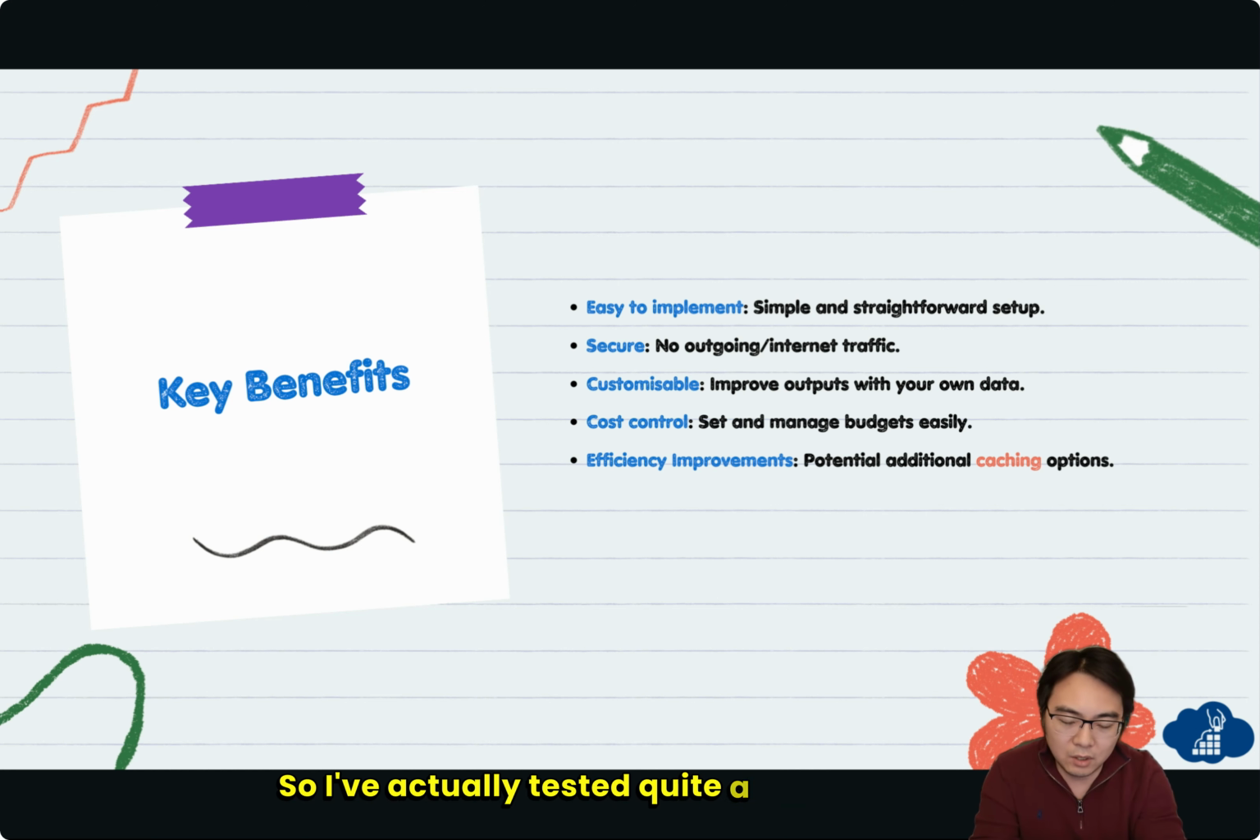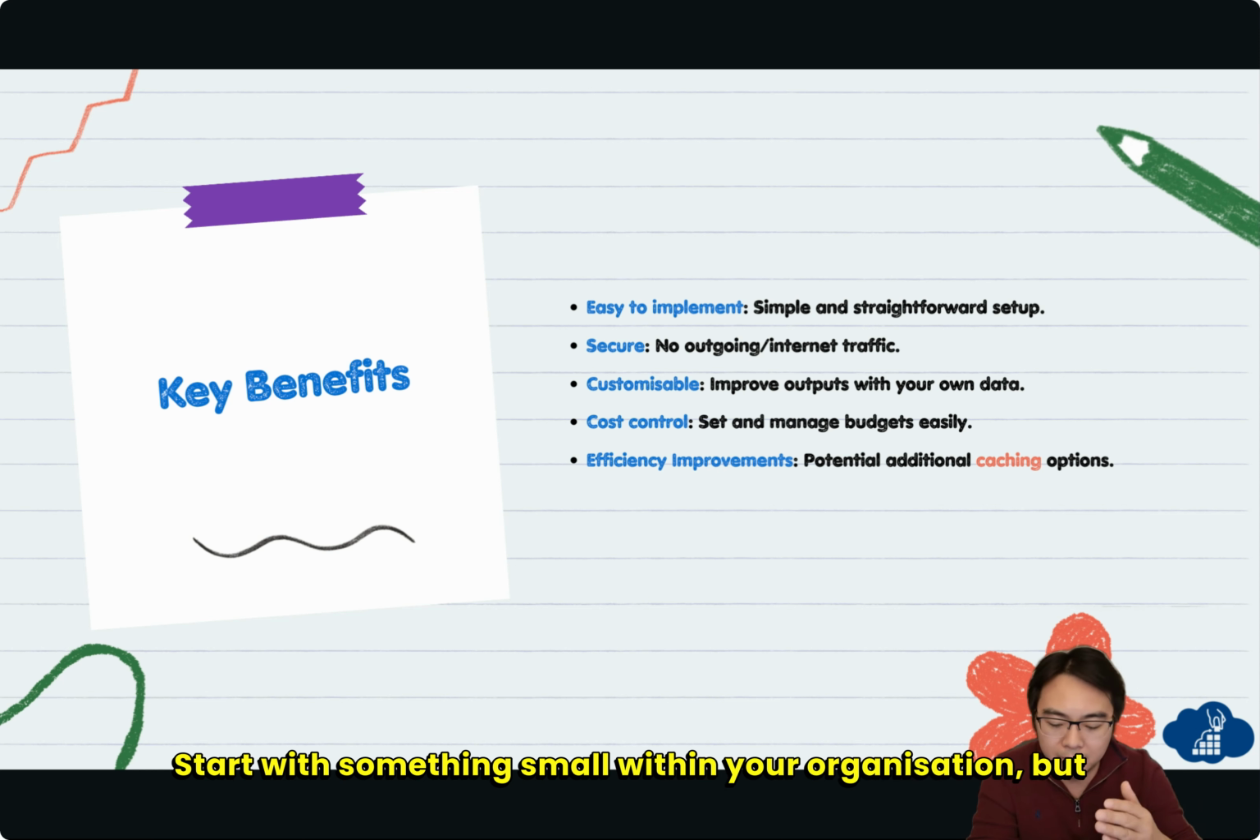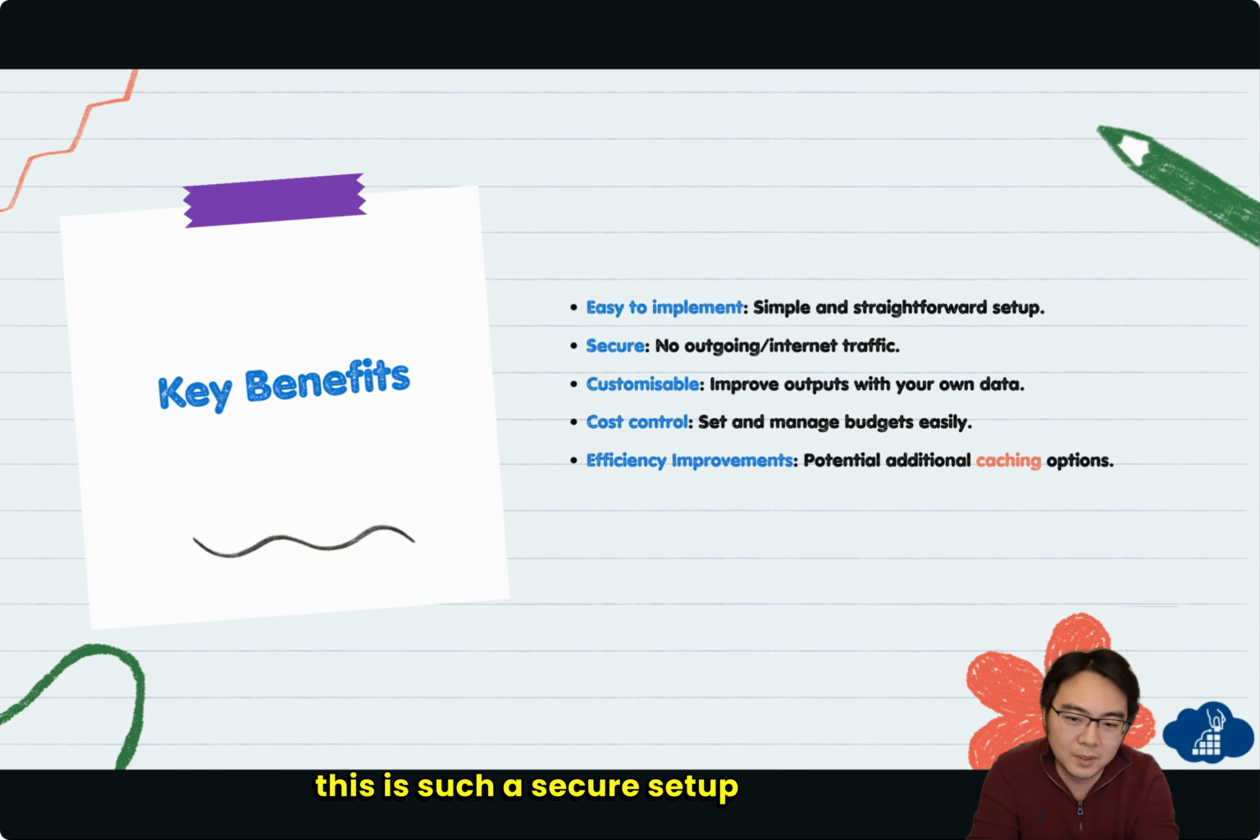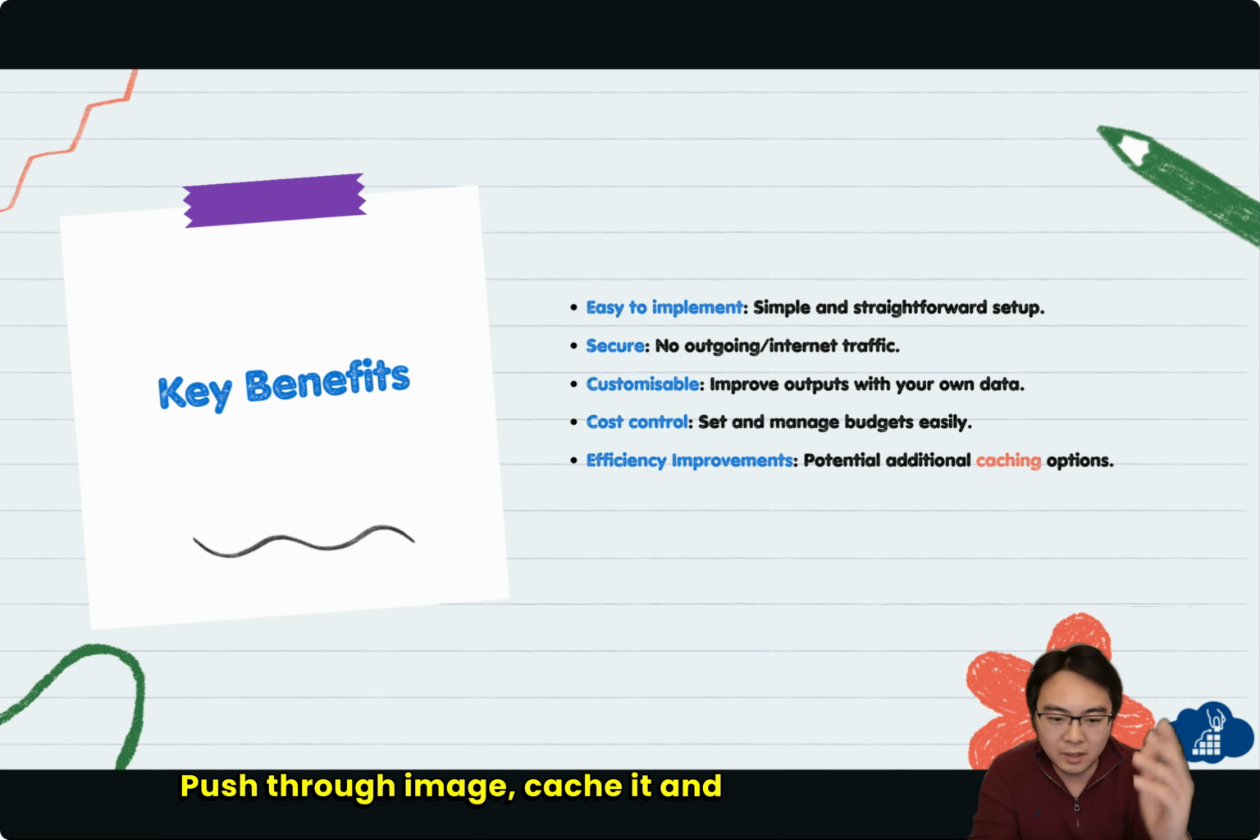I've actually tested quite a lot of the auto scaling, running for more than 24 hours now, and I'm not seeing any issues. But I really want to see how this can potentially be used in a production setup. Start with something small within your organization, because this is such a secure setup, and you can combine it with many other things, right? You never have to ask permissions to say, hey, I need to enable this IP API, I need to buy this, I need to do procurement. No such thing. You run this in your own environment. It's just a Docker container, push to an image, cache it, and then off you go, right?